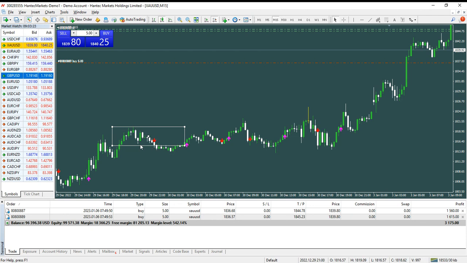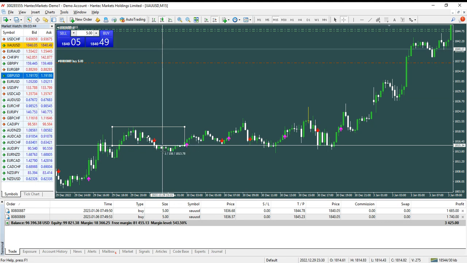In this case, the highest point that was created by the former move prior to this point was this one. So that's what I'm going to use for my zone. So now it means I'm entering from this point to this point. Now I can do my stop loss. Yeah, that's what's going to be my stop loss.